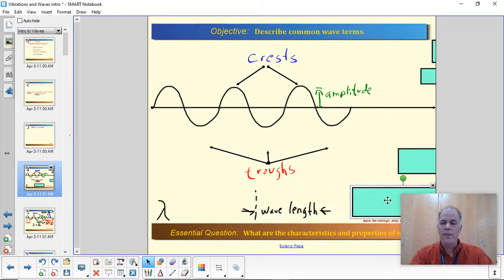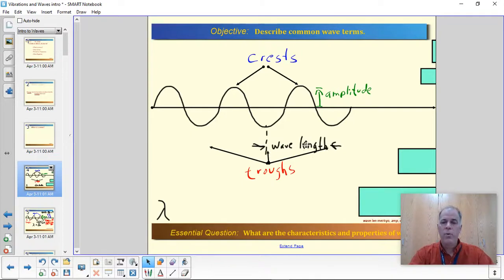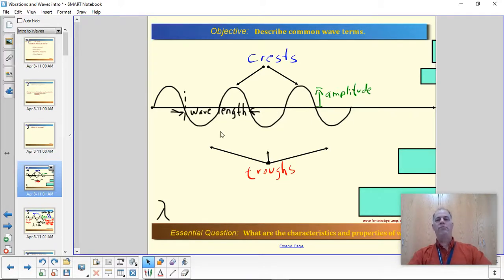Okay, the next term we have is wavelength. Okay, the wavelength, here we go. Let's do it this way. That'll work. Actually, you know what? I'll put it over here so it's slightly less cluttered. Okay, so the wavelength is the distance in the medium that it takes for one full cycle of the wave. Okay, so here I have it labeled from the waveform passing through the neutral position, coming down, and then it comes up, and then it passes down again, and that's the wavelength.